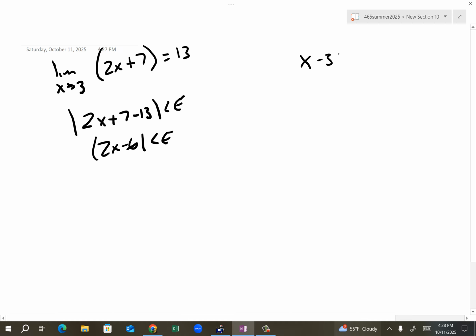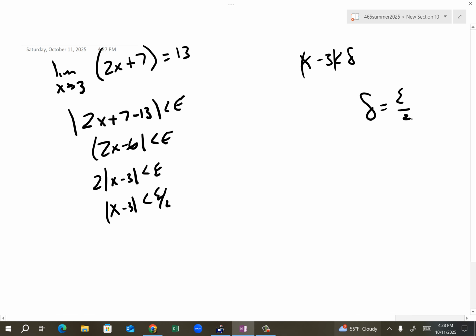Also, in my head, I've already got this picture drawn up, yes? I see this. 2x minus 3 less than epsilon. That's it. So x minus 3 is less than epsilon over 2. I am going to choose delta to equal epsilon over 2, which means that x minus 3 is less than epsilon over 2.